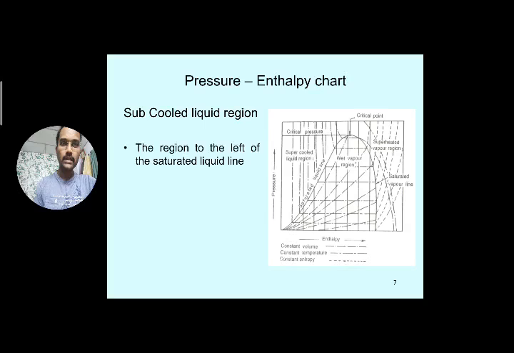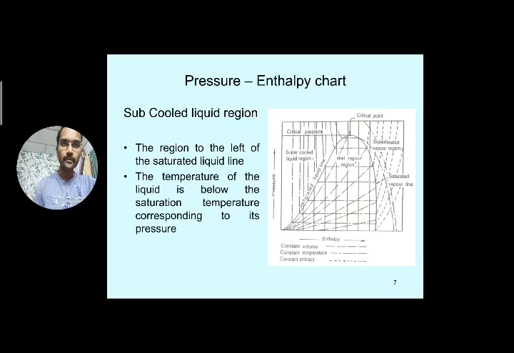And you'll see the regions one by one. The subcooled liquid region is the region to the left of the saturated liquid line. On the left you can see the region which is present at the saturated liquid line. The temperature of the liquid is below the saturation temperature corresponding to its pressure. So whatever the temperature of the liquid is there, it is below the saturation temperature. So here the saturation of the liquid will start when it reaches this line.